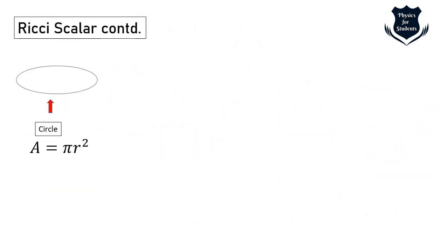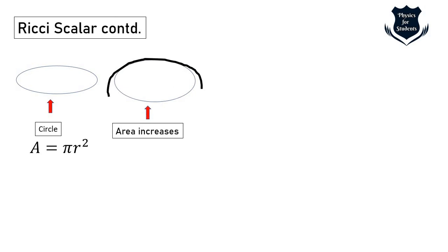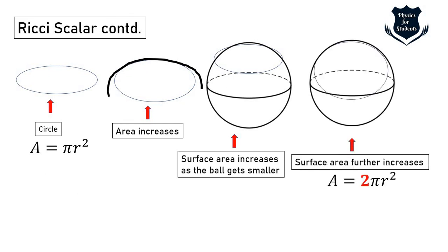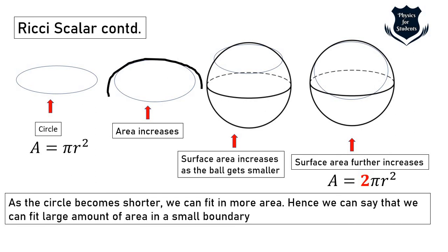So let us see an example. We get a circle whose area is pi r squared. Now if I try to put this circle along this black one, you see it stretches, it increases. It further increases as the sphere gets smaller, and it further increases to 2 pi r squared as the surface area further increases. So this is actually what the Ricci scalar does. If you're asking what the Ricci scalar means, it is this: this circle taken from a flat Euclidean space is trying to fit around a sphere, and from pi r squared it moves to 2 pi r squared. So the surface increases further. As the sphere becomes smaller, we can fit more area. Hence we can say that we can fit a large amount of area in a small boundary covered by the sphere.